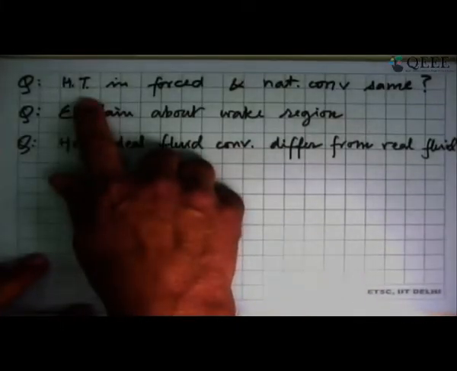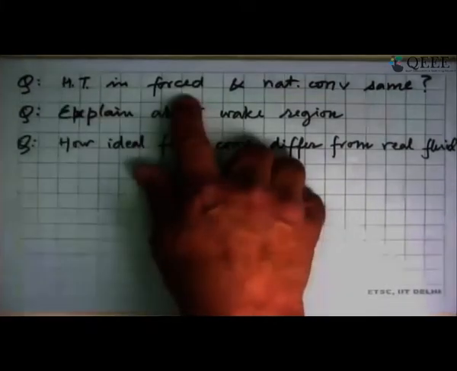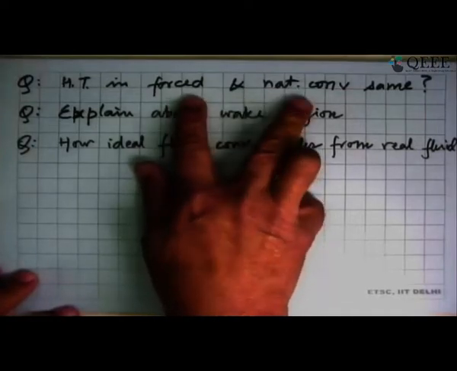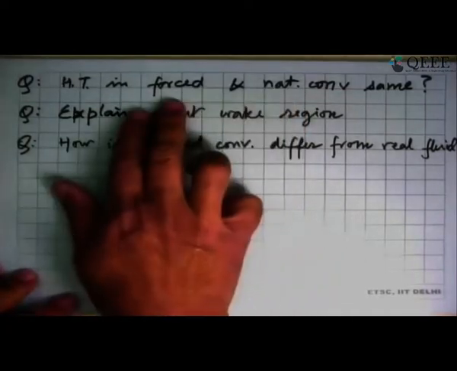Before that, we have had some questions that I will take up now. There was a question yesterday: is heat transfer in forced and natural convection the same? The fact is that forced convection produces a very different type of fluid dynamics than natural convection does. And in general, heat transfer coefficients in forced convection are much greater than those in natural convection. So it's not the same, and this can cause major issues.